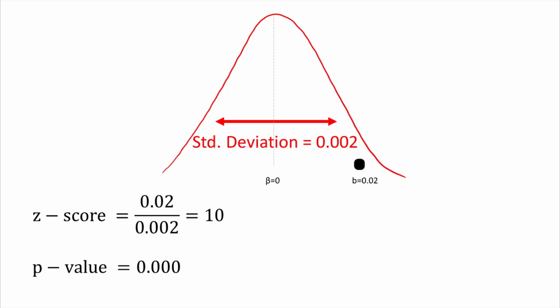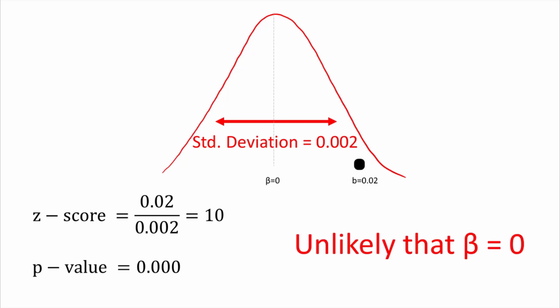And as you can see, the probability of doing this is essentially 0 because a z-score of 10 is very, very rare. This means that if our regression returns a result of b equals 0.02, then it is very unlikely that the true relation is in fact 0. In other words, our result is statistically significant, meaning that we have enough evidence to reject the hypothesis that beta equals 0 and conclude that the relation between price and protected class is non-zero.